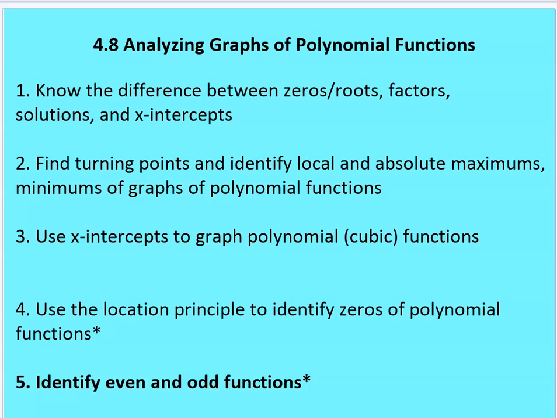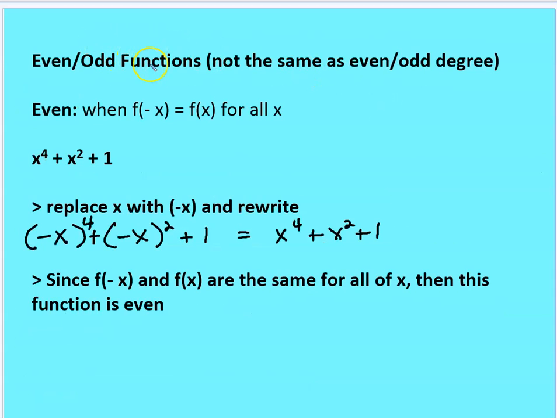And then we want to identify even and odd functions, and this may or may not be an extension for you depending on the year. Typically this will be covered in pre-calculus, but I'm going to go through it with you anyway. Even and odd functions are different than even and odd degree functions. An even function is where f of negative x is equal to f of x for all x. We can find out if that's true by replacing x with negative x and rewriting. If the original function, x to the 4th plus x squared plus 1, is the same as f of negative x, where I substitute negative x in for x, then it's an even function.